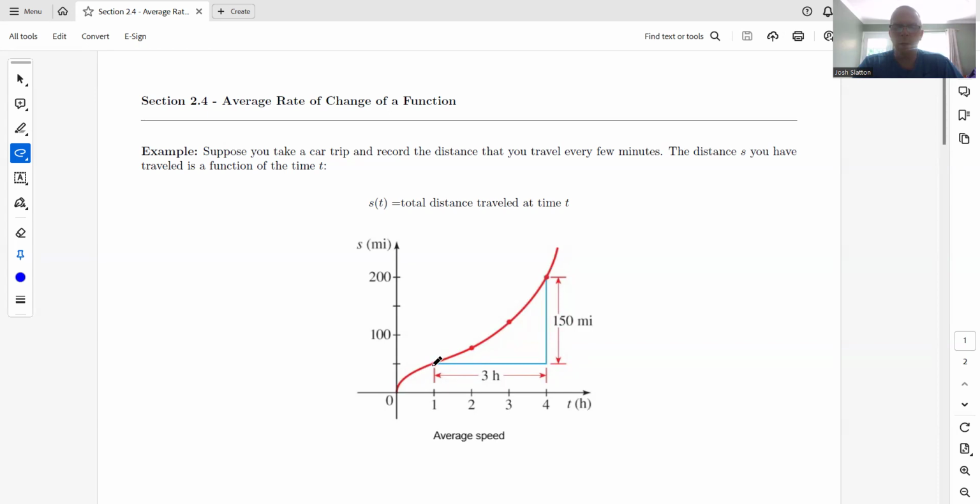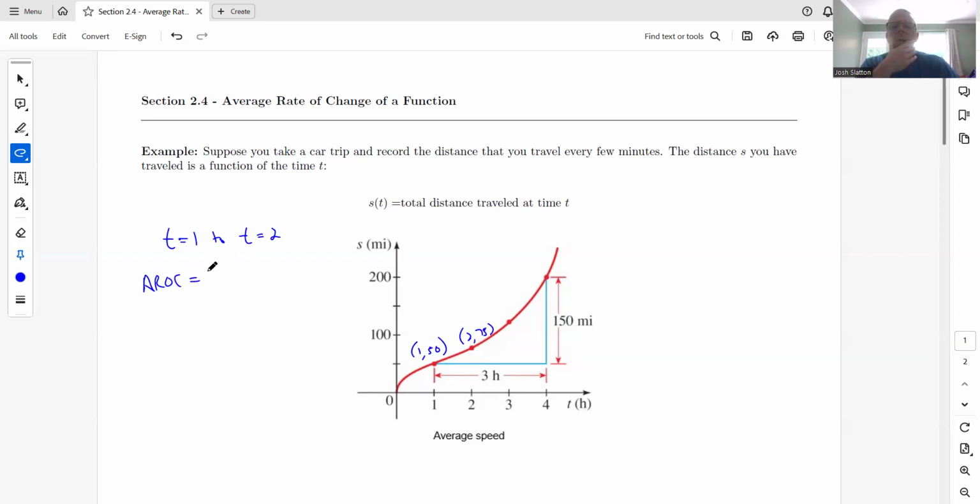So for instance, if we go from this point to this point, that's pretty straight actually. We could say this ordered pair would be (1, 50), and this ordered pair is (2, 75). So it's about halfway between 50 and 100. So from t equals 1 to t equals 2, we could do it from 0 to 1 also if you wanted. What's the average rate of change?